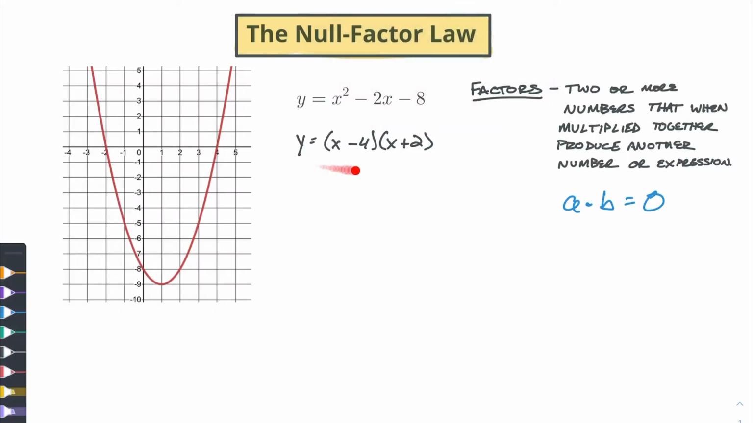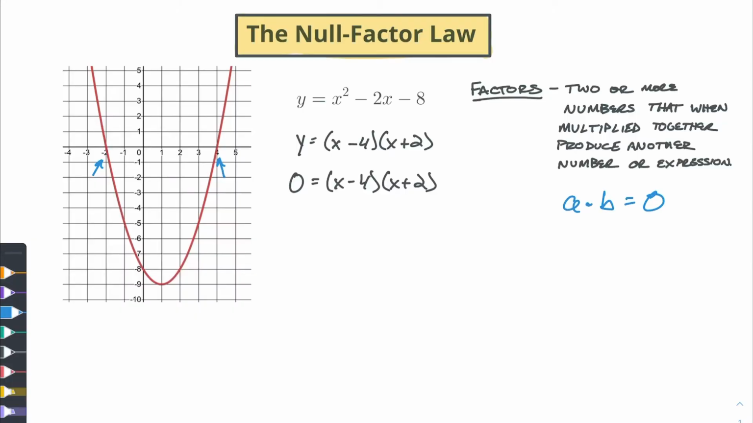In order for us to find the solutions, we look where y equals 0. That's really what we're trying to do. We're trying to find where y equals 0. Why are we trying to find where y equals 0? We're trying to find where these two things cross the x-axis. And at the x-axis, the y value is always 0. That's why we call these the solutions.